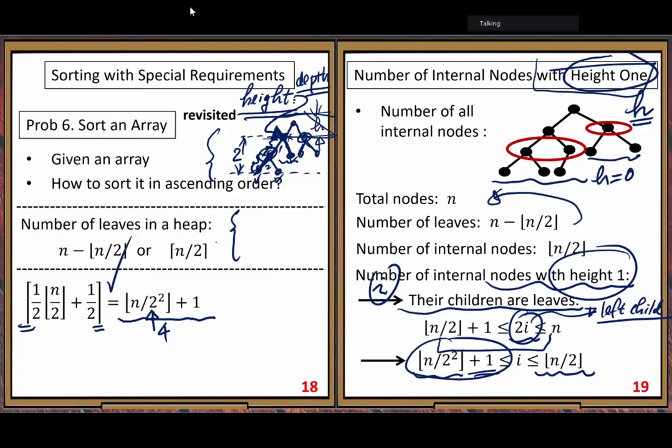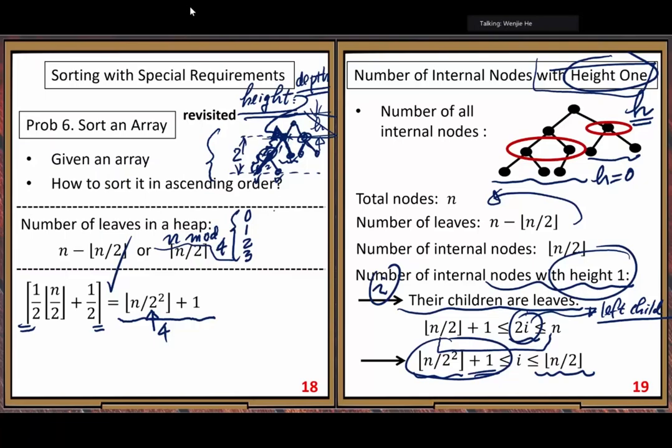So these 4 cases, n mod 4. You look at the remainder. n mod 4, remainder 0, remainder 1, remainder 2, and the remainder 3. So there are 4 different remainders when you do modular operation on n to 4.